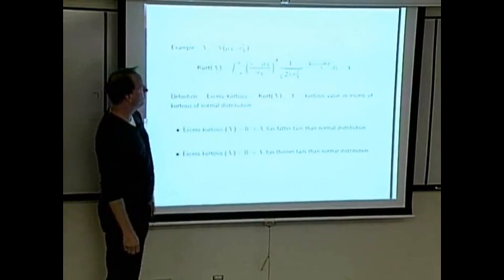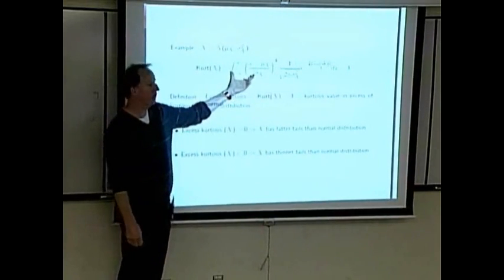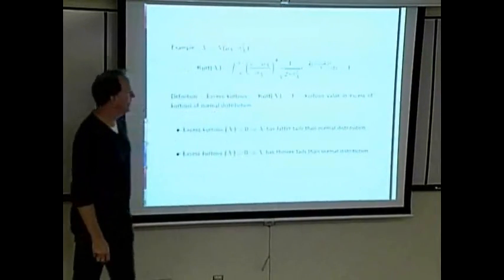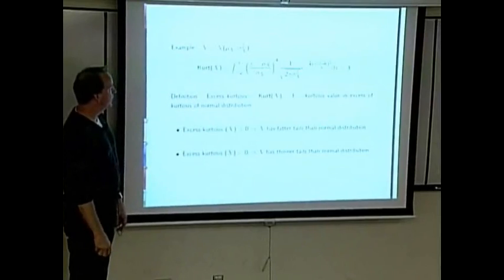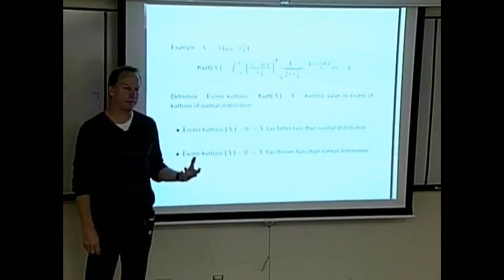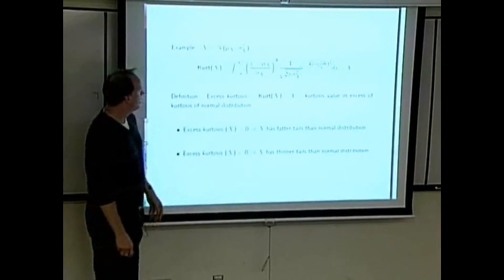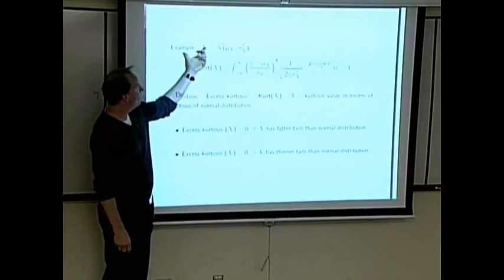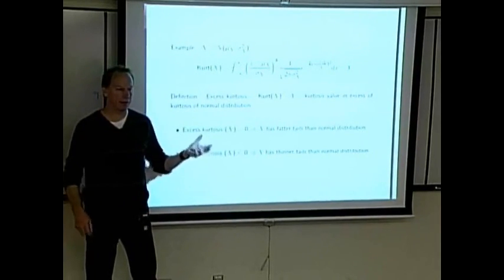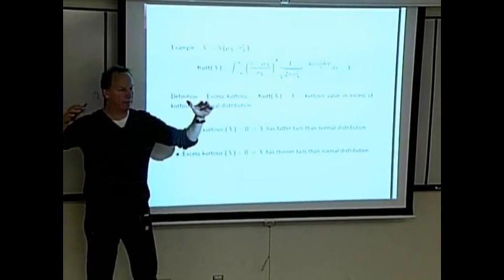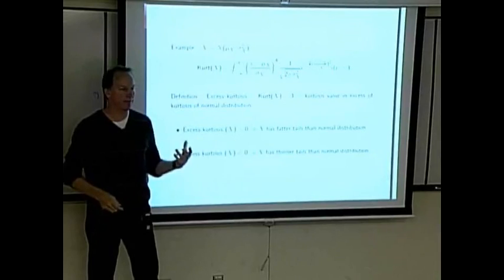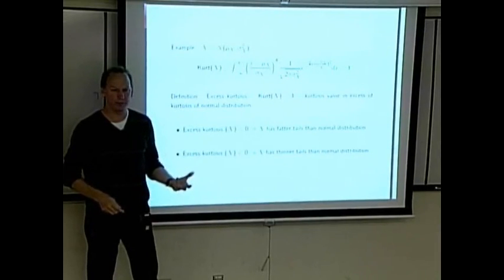If x is a general normal distribution, and you do this integral, it turns out this thing is 3. So that's kind of nice. The benchmark value of the kurtosis, that is the kurtosis value for a normal distribution, is 3. So if a random variable has a kurtosis that's bigger than 3, then the distribution for that random variable has fatter tails than the normal distribution. That is, it implies more extreme values than the normal distribution does.